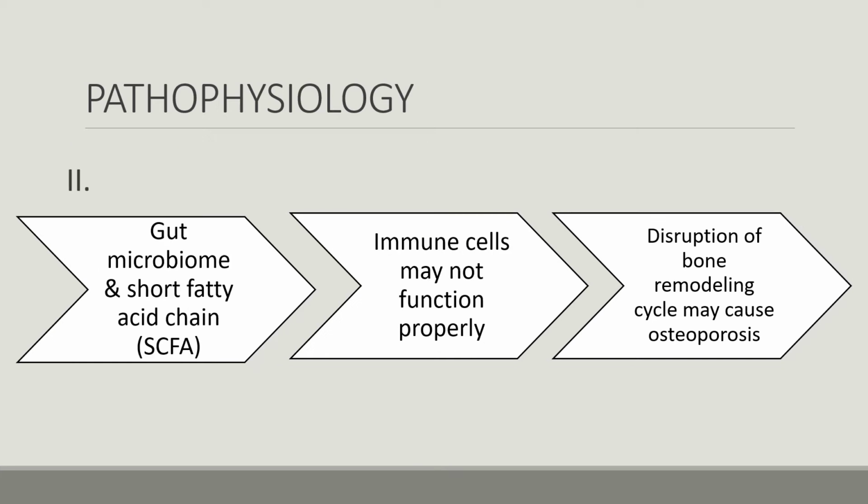So we have our second mechanism. Here we have the gut microbiome and the short-chain fatty acids. These can cause the immune cells to not function properly, which may lead to a disruption in the cycle, which may cause osteoporosis.